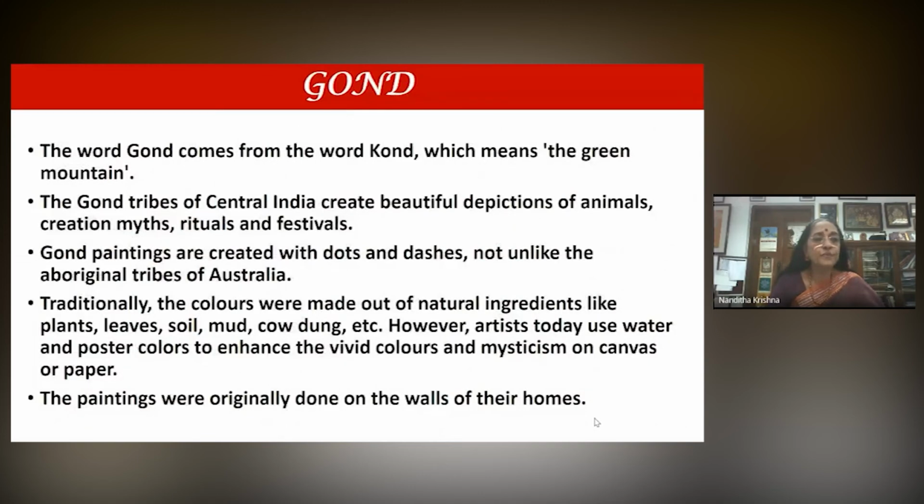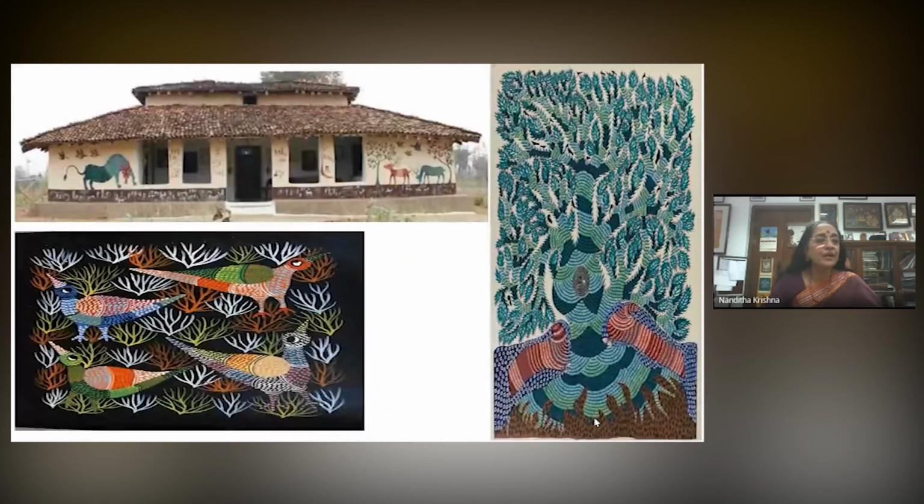Then we go to the Gond paintings. The word Gond apparently is a word of Dravidian origin, which means green mountain.